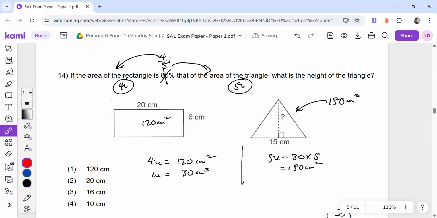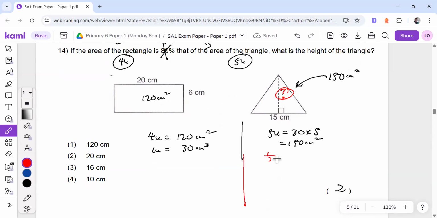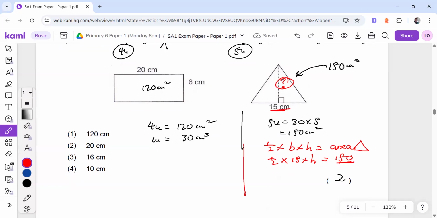And those of you who don't know how to find the height, then like what I said just now, you need to write your formula. Okay? And then what do you do with that? You put the numbers inside your formula. Half times what's the base? 15. What's the height? Don't know. What's the area? 150. Okay, you write already. Do you know how to get the height now? No calculator also. How to get the height? You work backwards. 150 is times 15, right? Times 15, you work backwards, become divide by 15, you get 10.